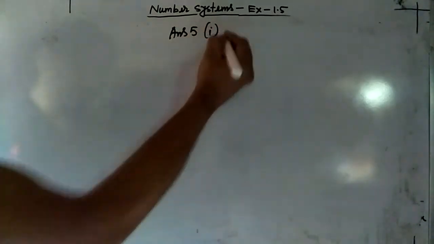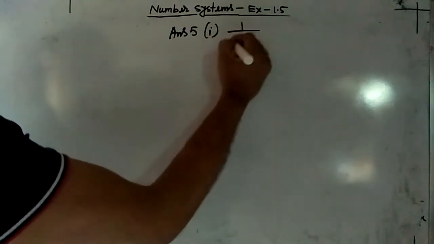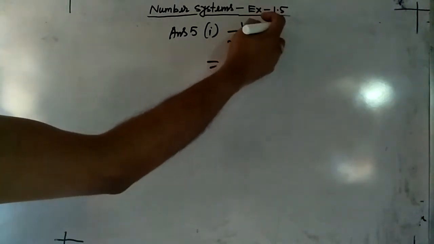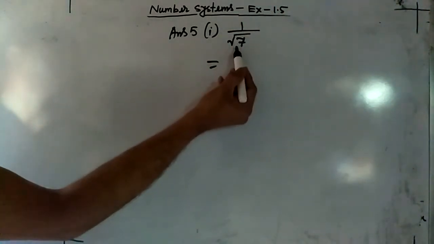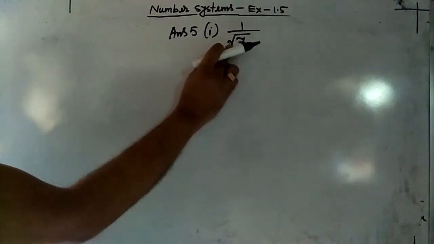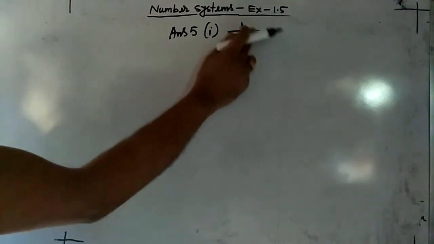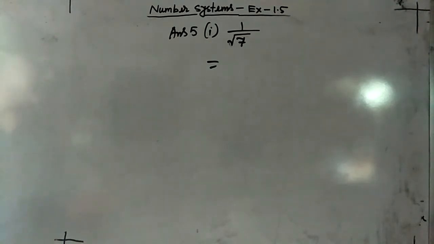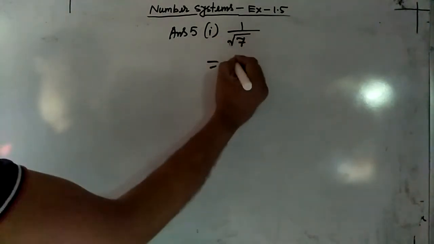First question, it is 1 by root 7. We have to rationalize the denominator. Numerator is 1, denominator is root 7. If you want to remove root 7, if you want to make a rational number here, then we have to multiply by root 7, because root 7 into root 7 equals 7. Then the root will be removed. Rationalizing the denominator means we have to make a rational number in the denominator.